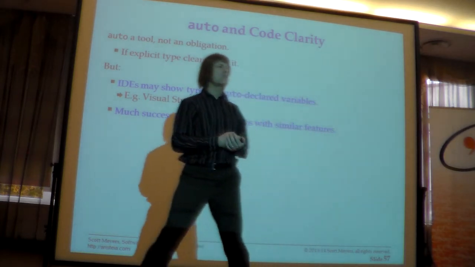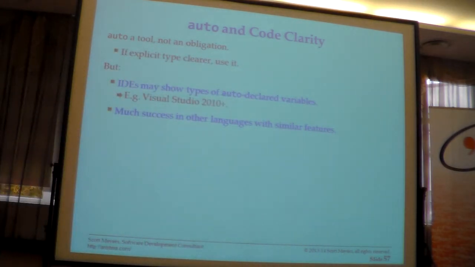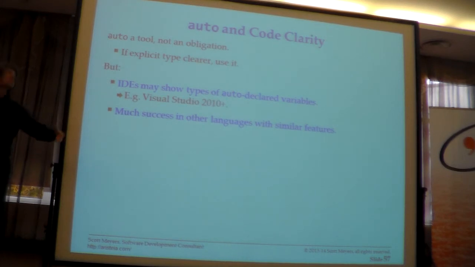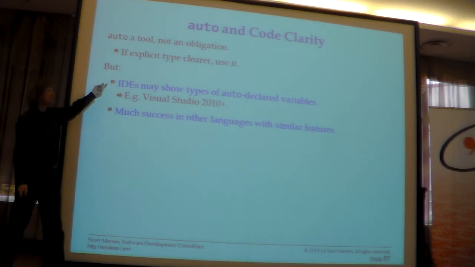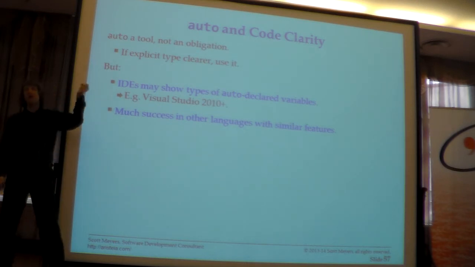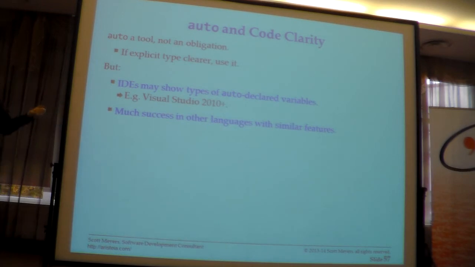As far as code clarity goes, we could have a long discussion about that. I will simply say that auto is a tool. It is not an obligation. If, in your professional opinion, you believe that your code will be clearer by writing out explicit types, great, write out explicit types. There is nothing about C++ that says you must use auto. It is a tool that is available to you. But I do think it's worth noting two things. The first one is, I've already mentioned that IDEs can show the types of auto-declared variables, in many cases by hovering over a parameter type or an object name. So usually they're not completely invisible.